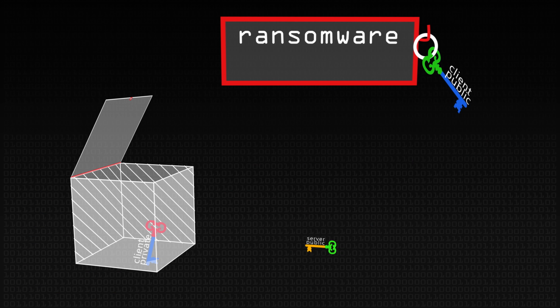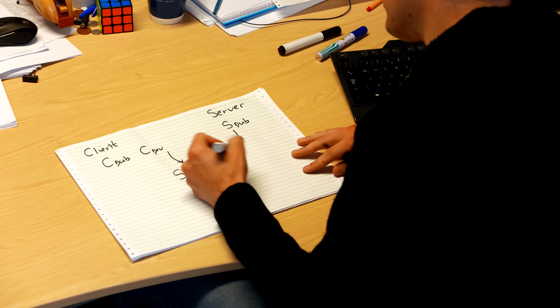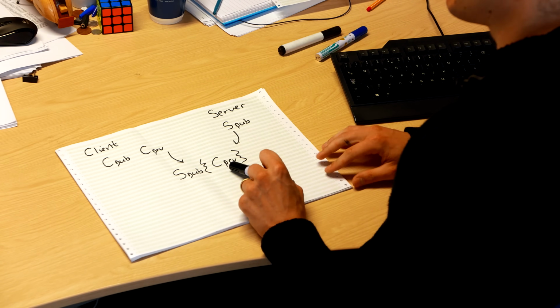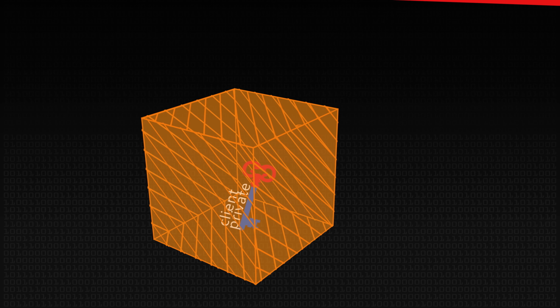So let's say it takes these down here and it produces spub of C private. Right, this is my strange notation that I'm making up. This is encryption, right? And we've encrypted this private key with the public key. So now it's totally useless. It's completely mangled. We can't use it.